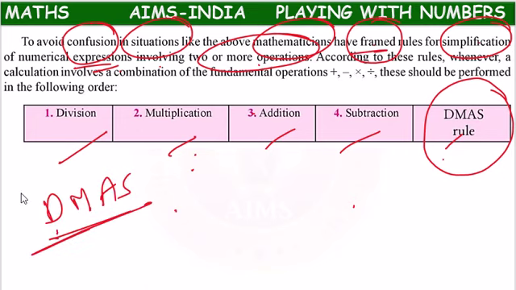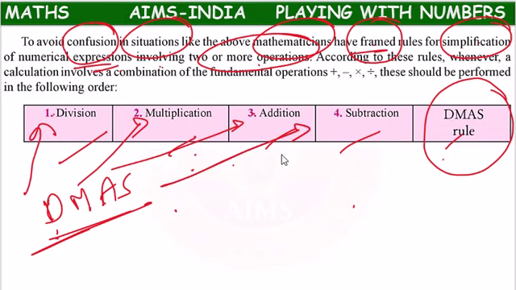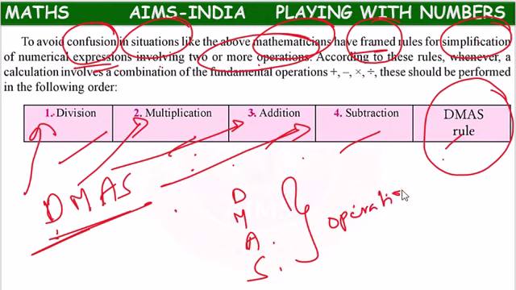According to this, D stands for division. Division is to be done first, then multiplication, then addition, and last subtraction. Like this, division we have to do, next multiplication, next addition, next subtraction. If we perform the mathematical operations like this, then our answer will be correct.